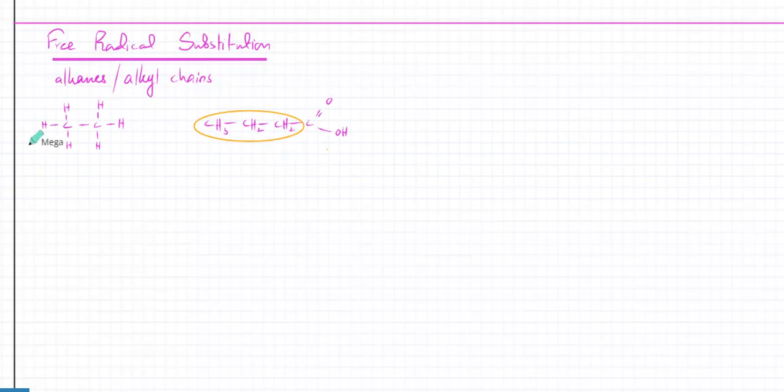And the reaction usually happens with chlorine. So the reagent is either going to be chlorine or bromine. The reaction is very slow with iodine and happens too explosively with fluorine. So that is not done, and sunlight is needed.